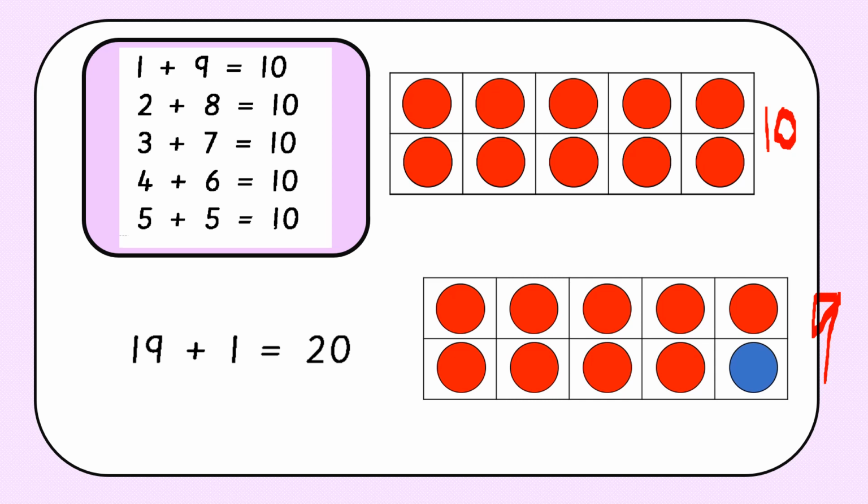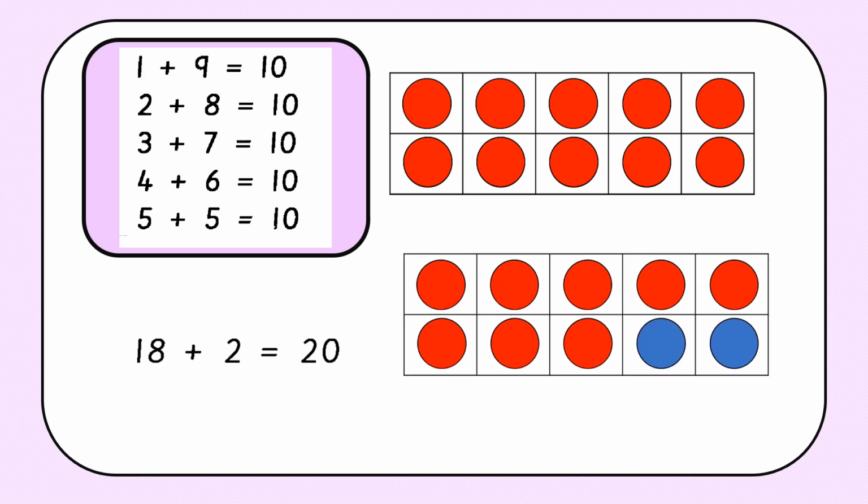Well done, 19. So I've got 19 that are red, and how many that are blue? 1. Well done. So 19 add 1 equals 20. Wait a minute. That reminds me of another number bond that I know. Yes, that's right. 1 add 9. So if you know that 1 add 9 is 10, then 19 add 1 is 20. Very good. Who can see what's the same and what's different?